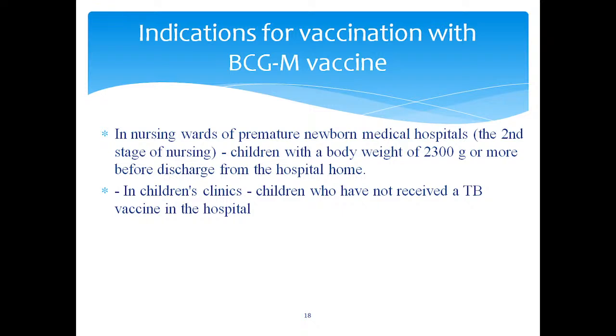Indications for vaccination with BCG vaccine and BCG-M vaccine. In nursing wards of premature newborn medical hospitals, at the second stage of nursing, children with a body weight of 2,300 grams or more before discharge from the hospital home. And in the children's clinic, children who have not received the tuberculosis vaccine in the hospital.